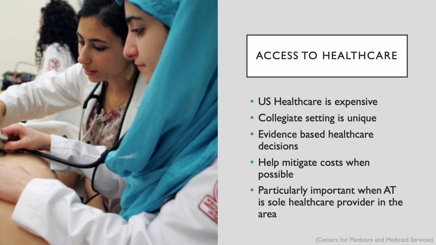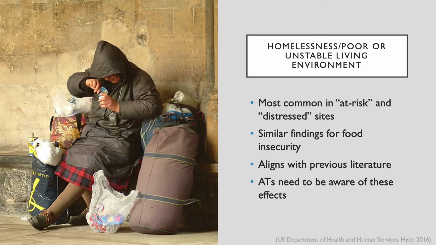This is particularly important as athletic trainers often serve as the only healthcare provider within a community and may be faced with handling untreated health conditions due to lack of insurance or quality healthcare. Even though homelessness and poor or unstable living conditions were minimally observed, they were mostly observed at the universities in the distressed and at-risk distress score categories. Similar findings were discovered for food insecurity.